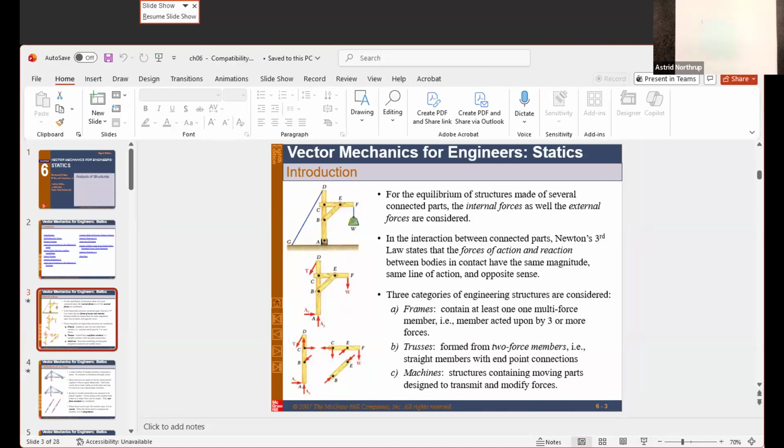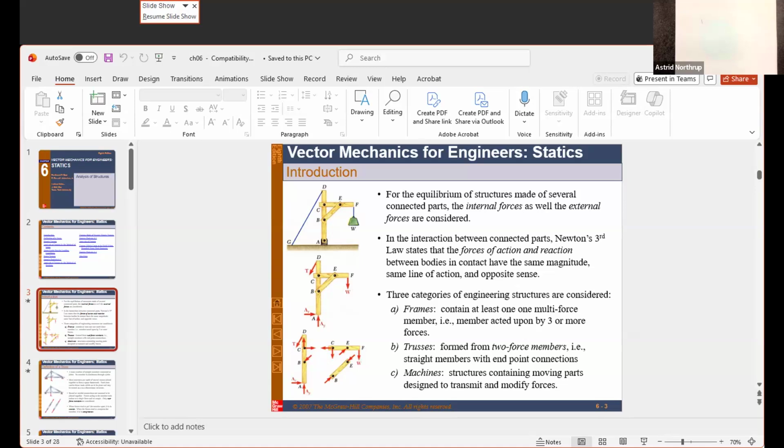So when we have a structure like a truss, we have trusses, frames, machines, but a truss is always built on a triangle. It's always built on 2 force members. What we mean by 2 force members is you have a connection at each of the ends of something. So like this particular thing right here looks a little bit like a truss.